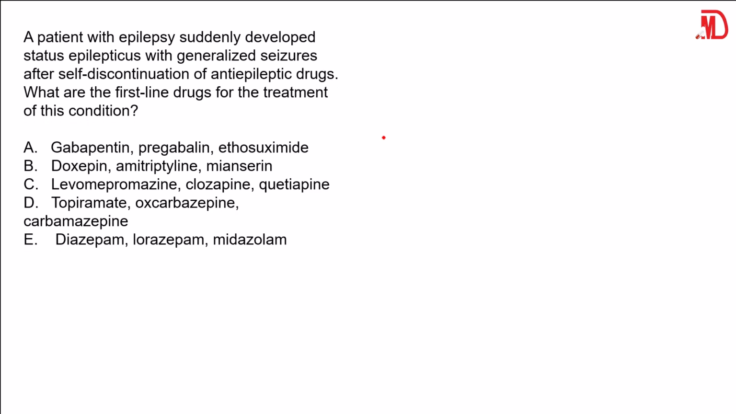A patient with epilepsy suddenly developed status epilepticus with generalized seizures after self-discontinuation of anti-epileptic drugs. So again, the patient knows that he's epileptic but refused the medication. So now we're in crisis. Now we have what? Status epilepticus. So what is the first line of drugs for the treatment of this condition?